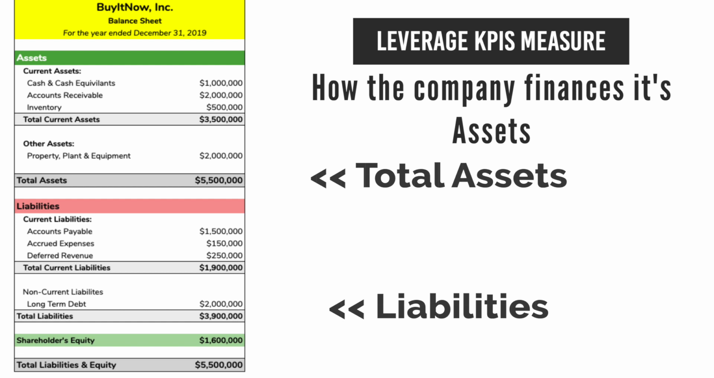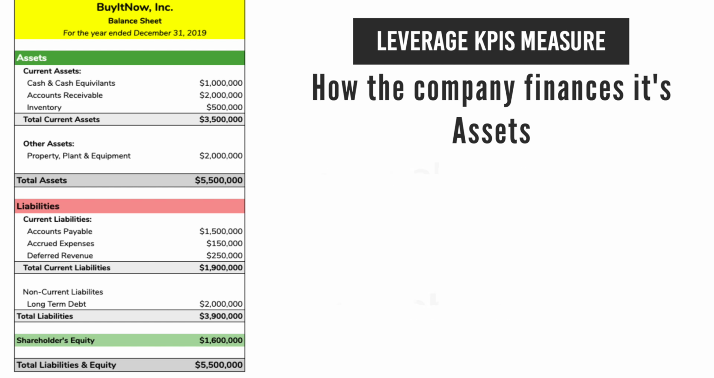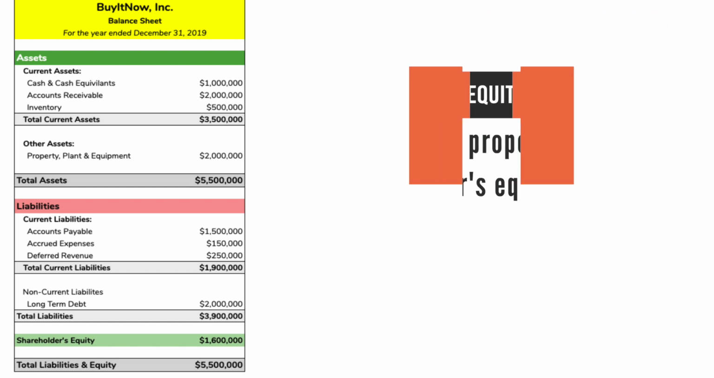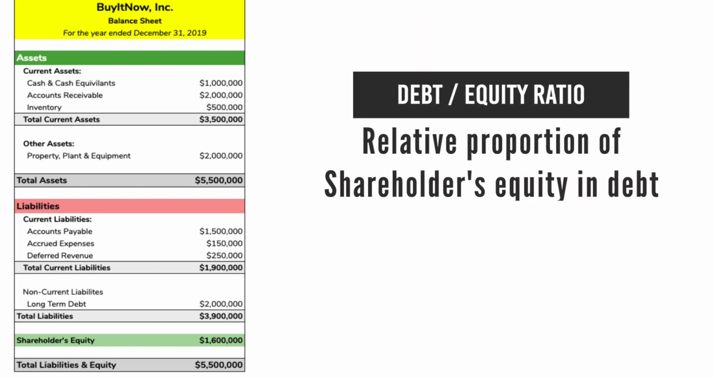So we'll begin with the first ratio, or the KPI that we're looking at today, which is debt to equity ratio. And debt to equity ratio, as the name implies, is the relative proportion of shareholders' equity and debt used to finance the company's assets. So basically, it's looking at the amount of debt the company has and comparing it to the amount of equity and giving us a ratio that's easy to understand and digest.